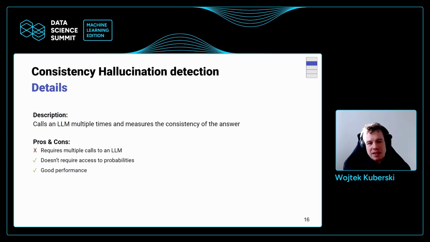Then basically, there's of course pros and cons here. First pro is that it doesn't require access to probabilities, so we can work with LLMs that do not return probabilities, such as ChatGPT, and a few more closed source LLMs also don't return token probabilities. It generally has good performance. It is able to detect hallucinations quite well compared to human ground truth. However, it does require multiple calls to an LLM. We're going to be asking the same LLM we're using multiple times, and that generally tends to be quite expensive. So it's quite limited in terms of real-world applications.